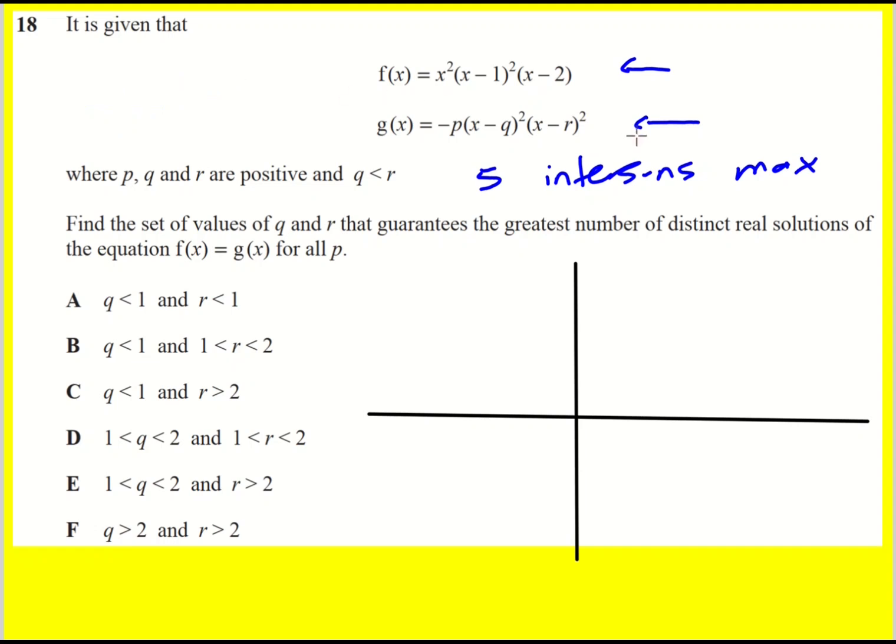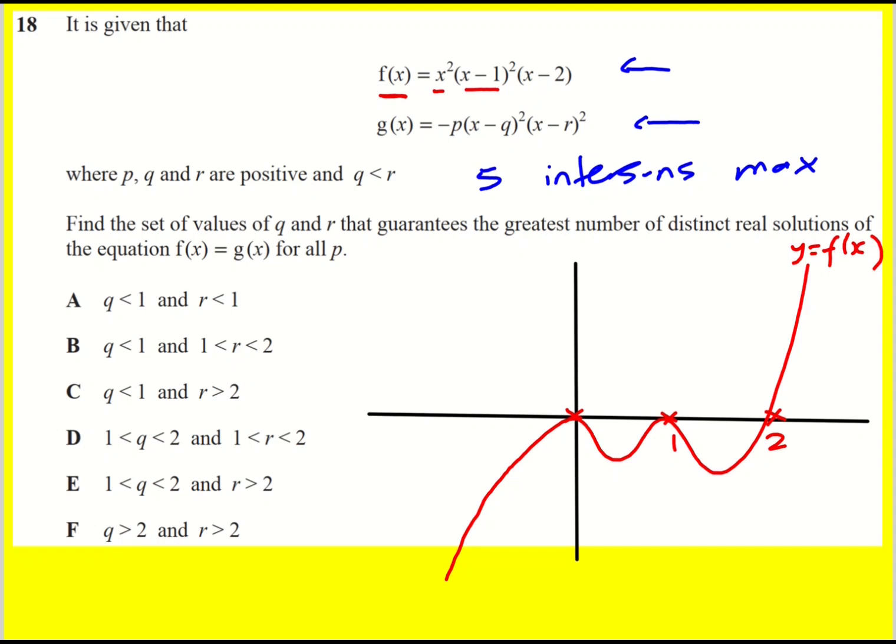So I'm looking for the different values of q and r such that we're going to get 5 intersection points. Well, I'm going to sketch out f of x. Actually, it's not too bad to sketch out. It's going to go through 0, 1, and 2. And furthermore, it's going to have a double root at 0 and a double root at 1. It's a positive x to the 5, so it's going to come up from here and come back down and up again. And because it's a double root, it's going to come back down. I don't know exactly how far it's going to come down, but that's still a solid sketch of y equals f of x.